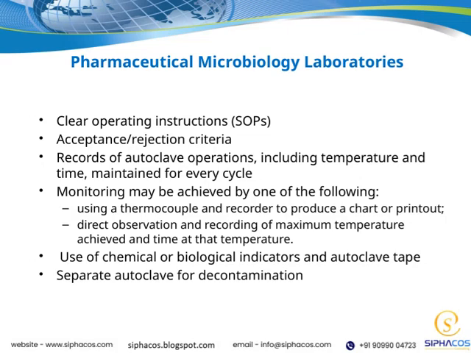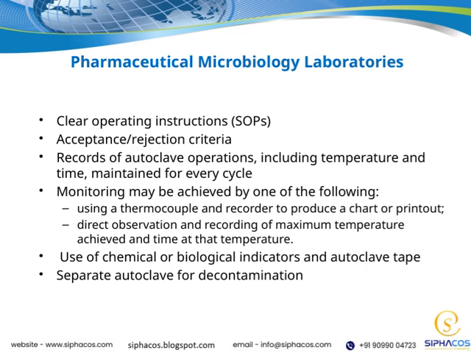Let's talk about some essential aspects of maintaining our autoclave processes. First, it's crucial to have clear operating instructions, or SOPs, that everyone follows to ensure consistency and safety. These SOPs should outline acceptance and rejection criteria, so we know exactly what standards need to be met for a cycle to be considered successful. We also need to keep detailed records of every autoclave cycle, including temperature and time. This documentation is vital for traceability and quality assurance.